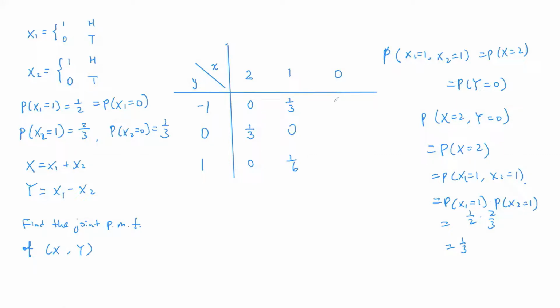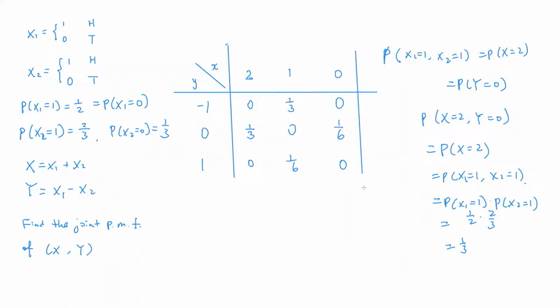And this one, when x equals 0, both are tails, so it's not possible to get the difference to be -1. And this one really says both are tails. You have 1/2 times 1/3, which is 1/6.